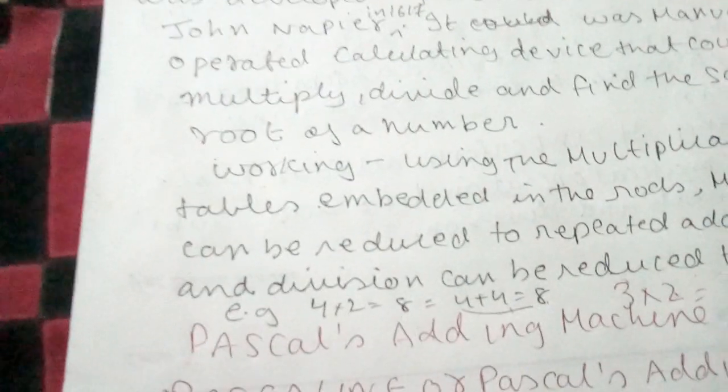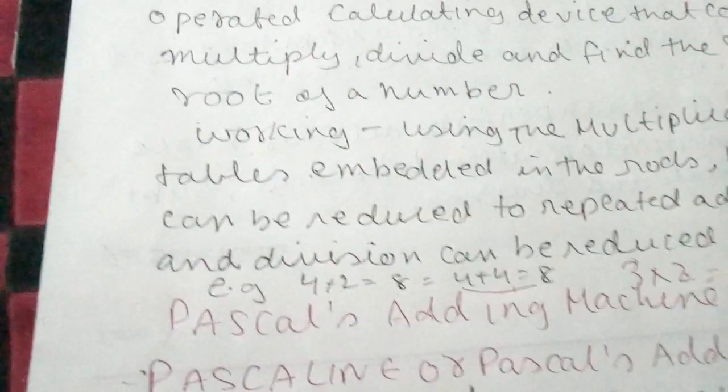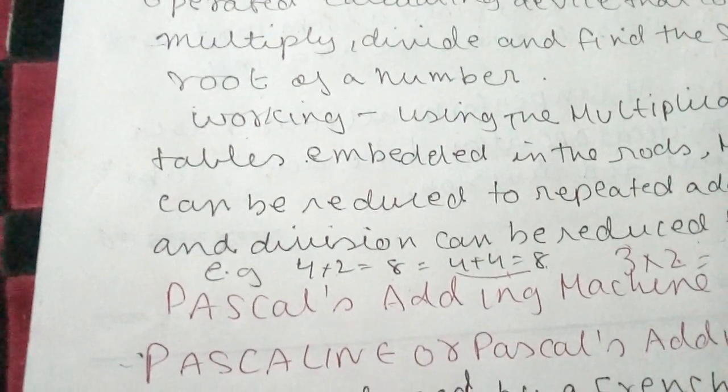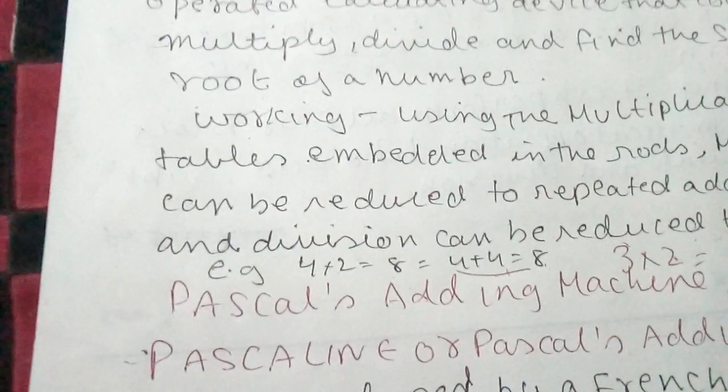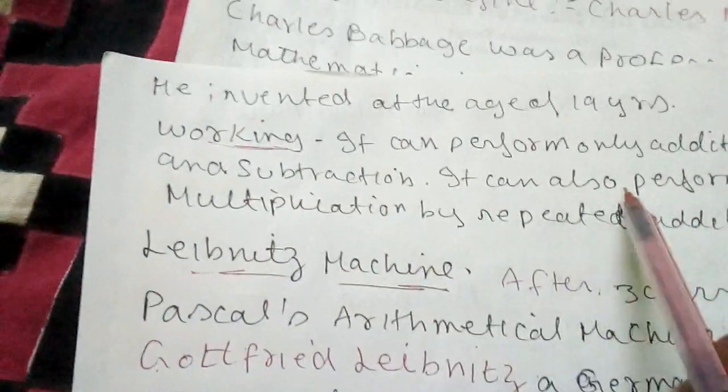Next, we talk about Pascal's adding machine. Who developed this Pascal's adding machine? Pascal's adding machine was developed by a French mathematician named Blaise Pascal in the year 1642. It was the first ever mechanical and automatic calculating machine or calculator. He invented this device at the age of 19 years. Working, it can perform addition and subtraction. It can also perform multiplication by repeated addition.